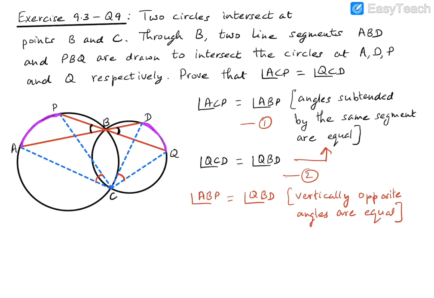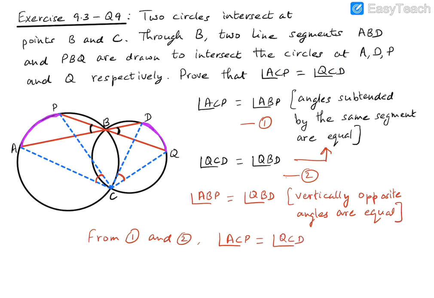So from equations 1 and 2, we can now write that angle ACP is equal to angle QCD. So the left hand side of equation 1 and the left hand side of equation 2 must be equal, because the right hand sides have been shown to be equal. So we have therefore proven that the angle ACP is equal to the angle QCD. So we can write now that from 1 and 2, we can show that angle ACP is equal to the angle QCD, which is what we had to prove.